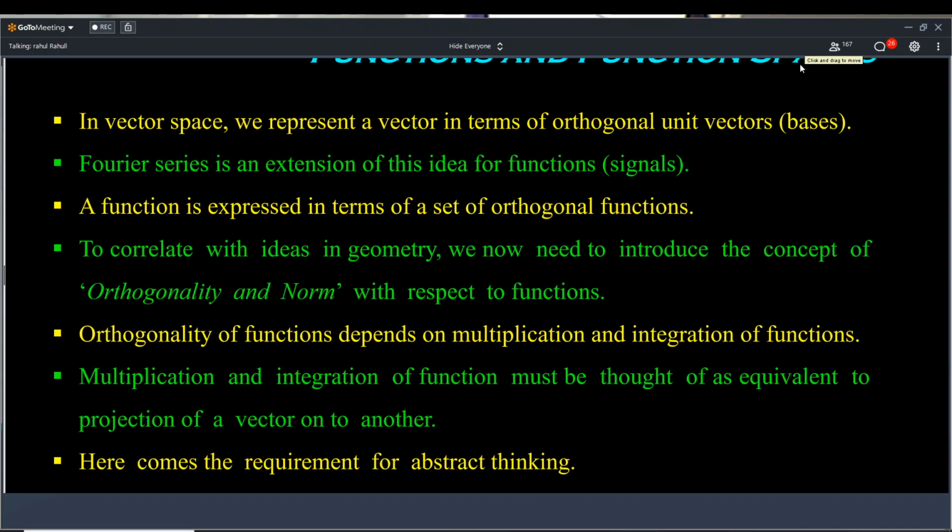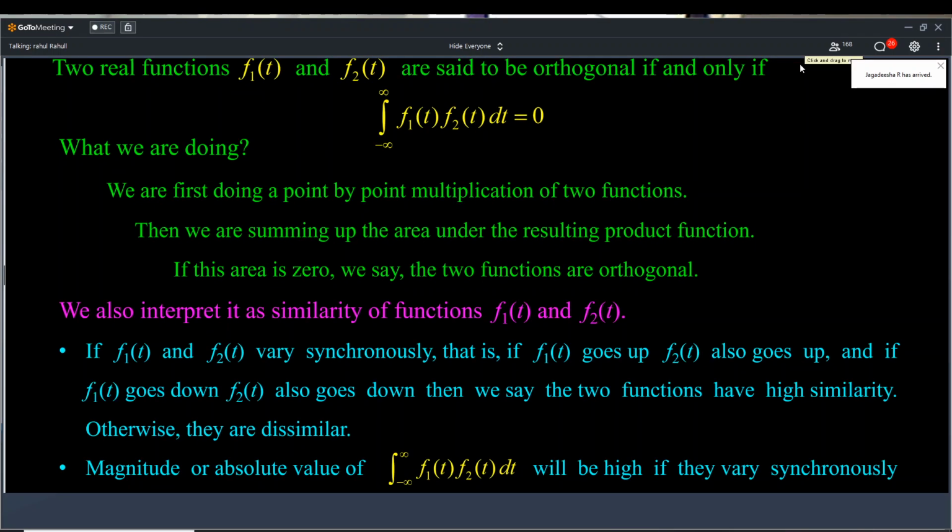See here. Now, if there are two real functions, f1 and f2, then if you are integrating the functions from minus infinity to plus infinity, that is f1 multiplied by f2 dt, if this is equal to 0, then you are saying that the functions f1 and f2 are orthogonal. So what you are doing here is first multiplying the two functions point by point. Now you are summing up the area under the resulting product. You are integrating, means you are summing the area under the product function.